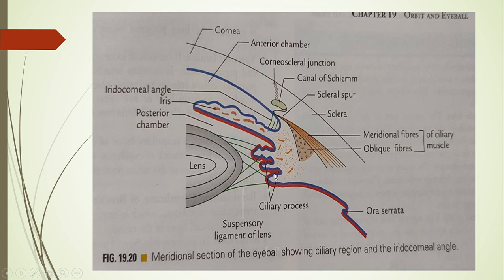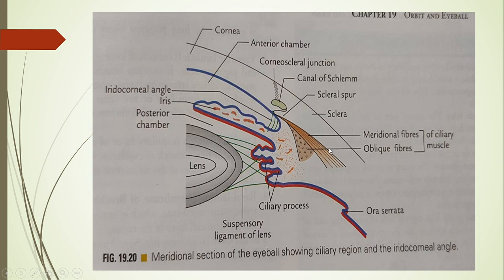The ciliary body comprises three parts. The ciliary ring is the outer fibrous ring. There is also the ciliaris muscle. The muscles are present in two layers, that is circularly running fibers and obliquely running fibers. So the ciliary muscles, the ciliary ring, and the ciliary processes.